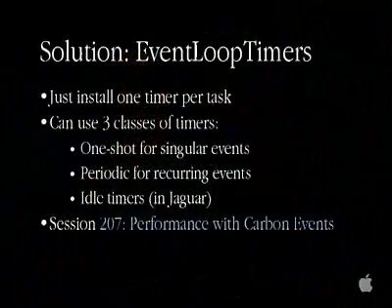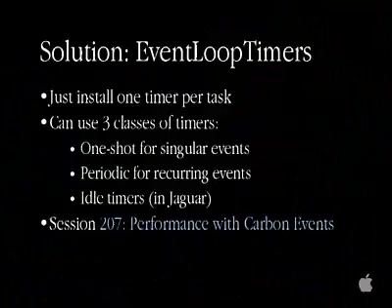Solution? Use event loop timers. It's a very simple API, and it allows you to install one timer per task. In my example, if you had 2 images that you needed to update, you would just install one timer for one image, a different timer for another image, and each of those would only be updated when they need to be updated.